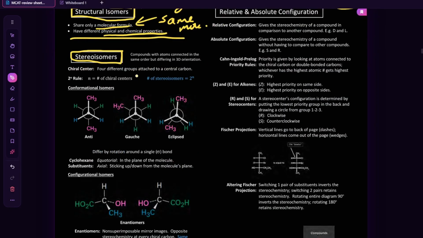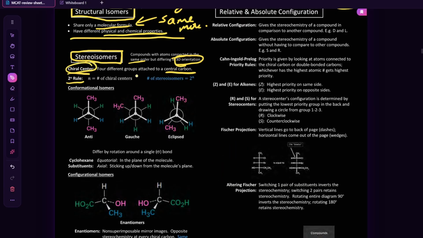So stereoisomers are compounds with atoms connected in the same order, connected in the same way, but they differ in their 3D orientation, as we just saw in one of the images on the flowchart earlier. And they have a chiral center where 4 different groups are attached to a central carbon. Say this is my central carbon. Like in amino acids, the central carbon is there, right? That's your central carbon, and it can be attached to other things. That's called your chiral center.